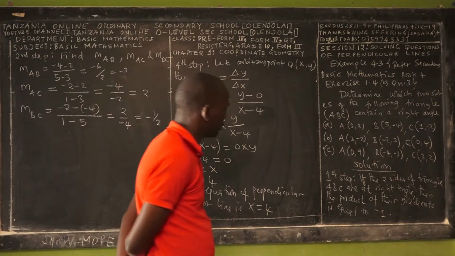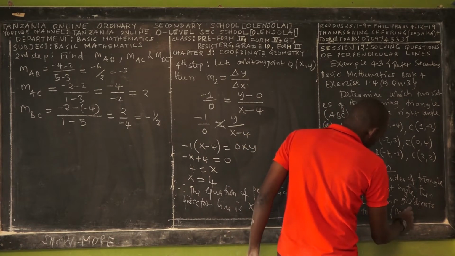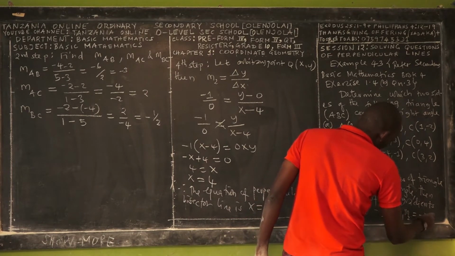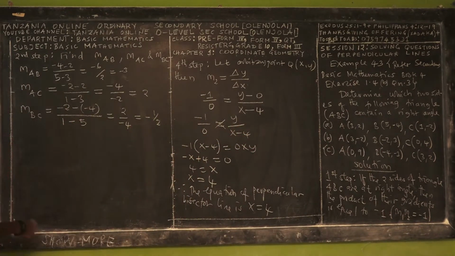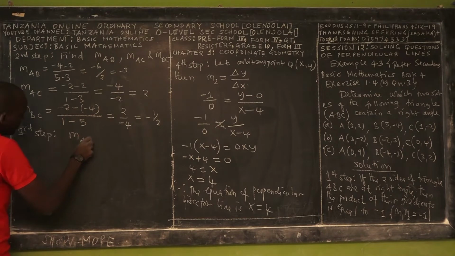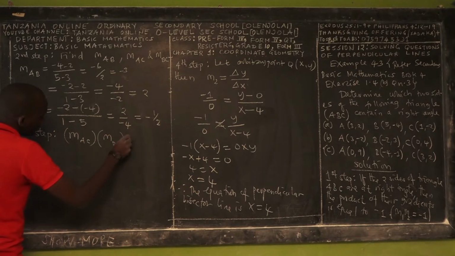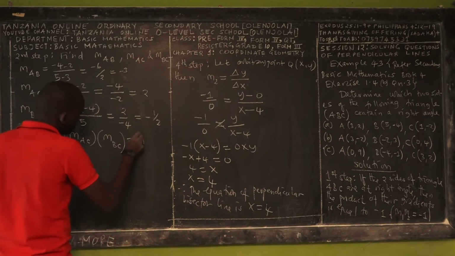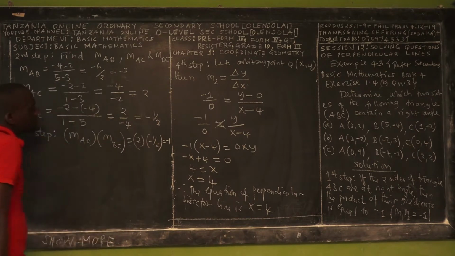Okay. So remember that with this condition, the gradient of line 1 times the gradient of line 2, which are perpendicular, should be equal to -1. The third step: we take the gradient of line AC multiplied by the gradient of line BC. This is 2 times negative half. The answer is negative 1.